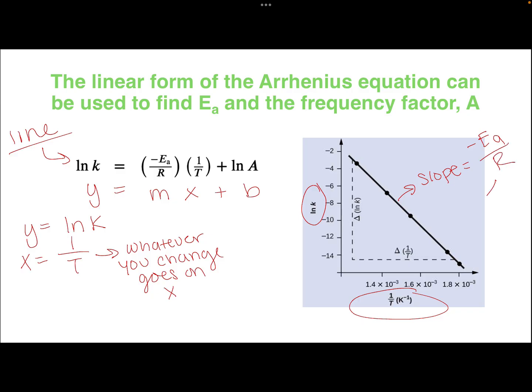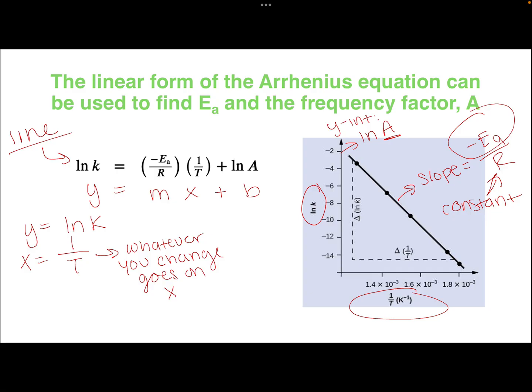But we know R, that's constant. So from the slope of this line, we can determine our activation energy. Very useful because usually we don't know our activation energy. We can also determine our frequency factor from our y-intercept, okay? So from this one graph, we're getting both our activation energy and our frequency factor. This is a very common, very useful experiment that's done a lot in the lab.